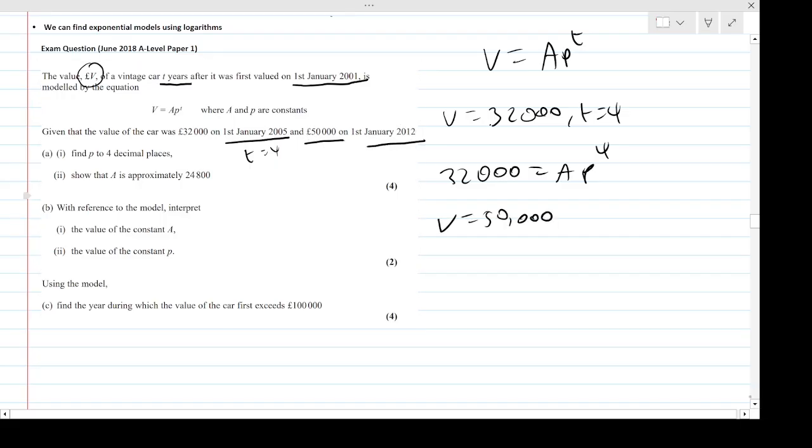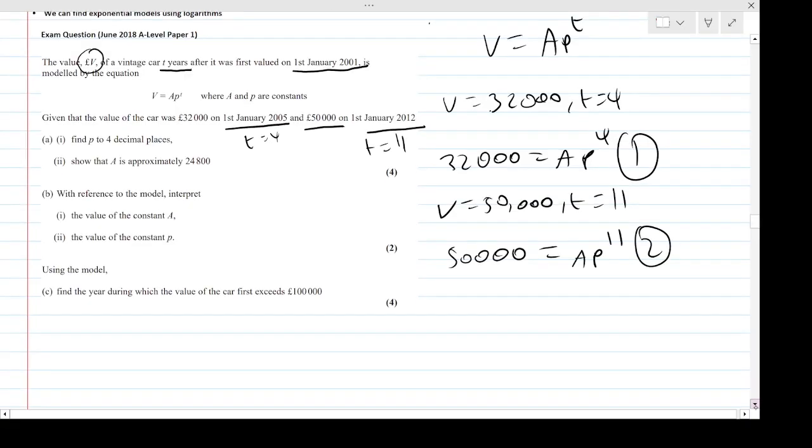Right? On the 1st of January 2012. So again, how many years between 2001 initially to 2012 is 11 years. The T would be 11 at this point. Okay, hopefully that makes sense. So 50,000 is going to be AP to the 11. So actually, if I label these two equations, these are simultaneous equations, right?